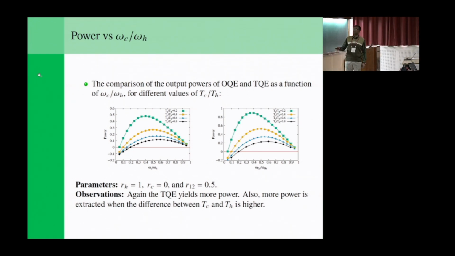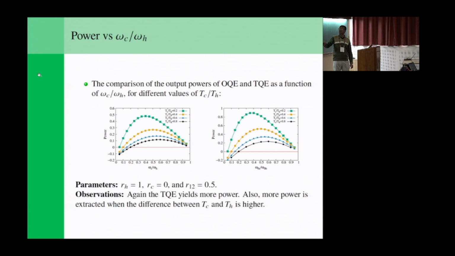This omega 0 is, now that we are using 2 qubits, omega 1 plus omega 2 by 2, the mean of the 2 frequencies, which gives our omega naught. Again, the TQV, or the 2 qubit engine, yields more power. Now from this graph, at these peak values, we can calculate the efficiencies. This is the power at the peak values.